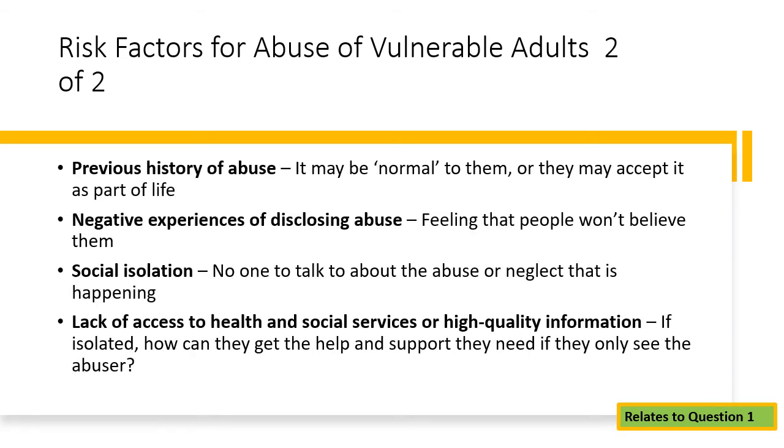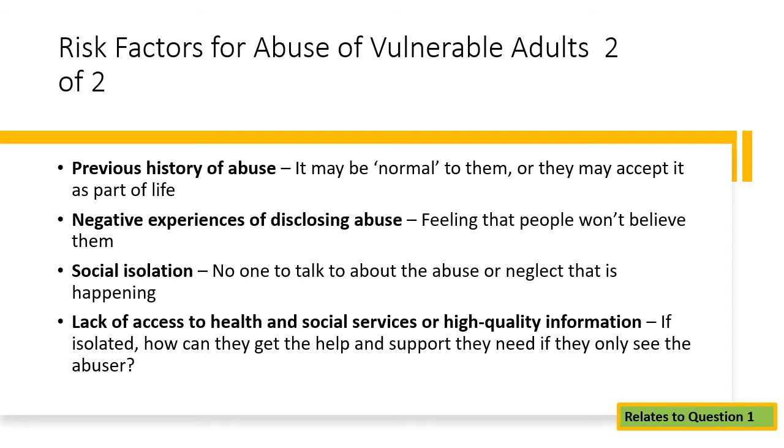Somebody might have a previous history of abuse, so to them it might be normal and they might accept it as part of life. Negative experience of disclosing abuse, so somebody may have already tried to disclose that they're being abused, but because nobody would believe them, obviously they're going to have a negative experience from this. Social isolation, so no one to talk to about the abuse or neglect that is happening. And lack of access to health and social services or high quality information. So if somebody's isolated, how can they get the help and support they need if they only see the abuser?